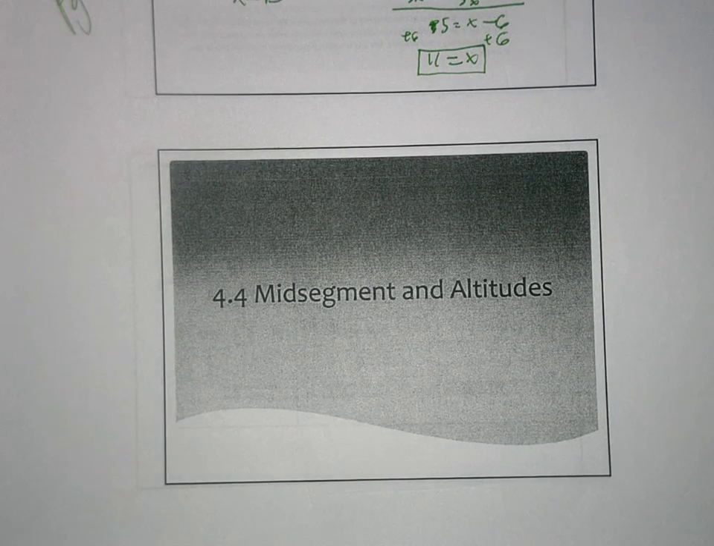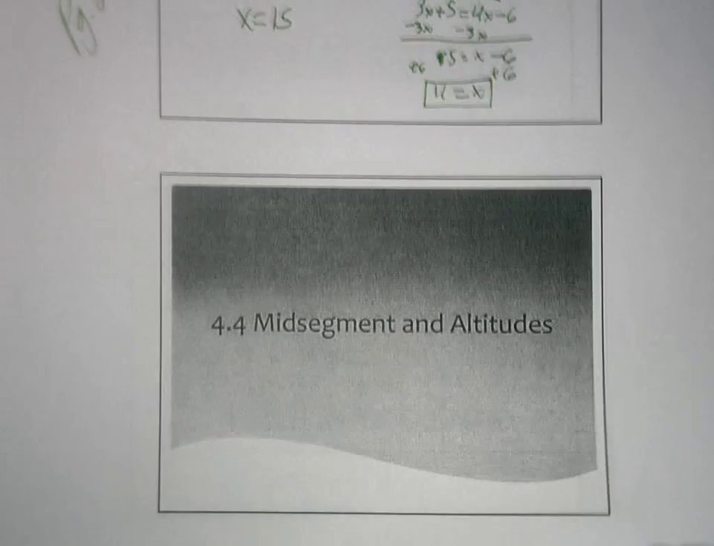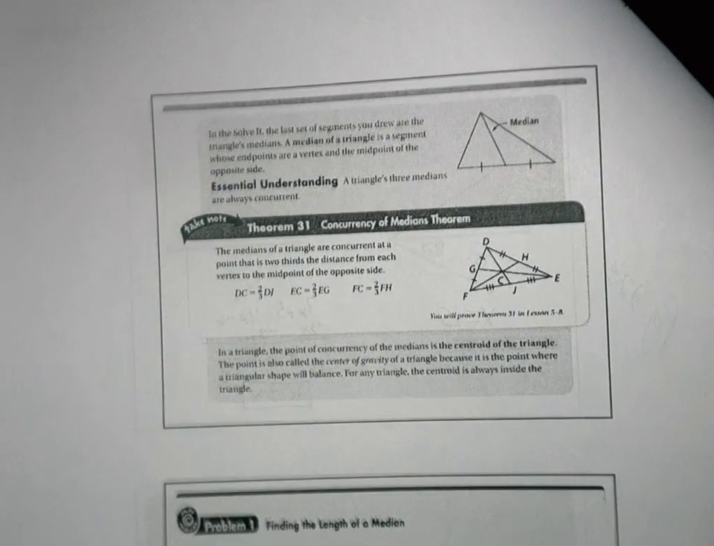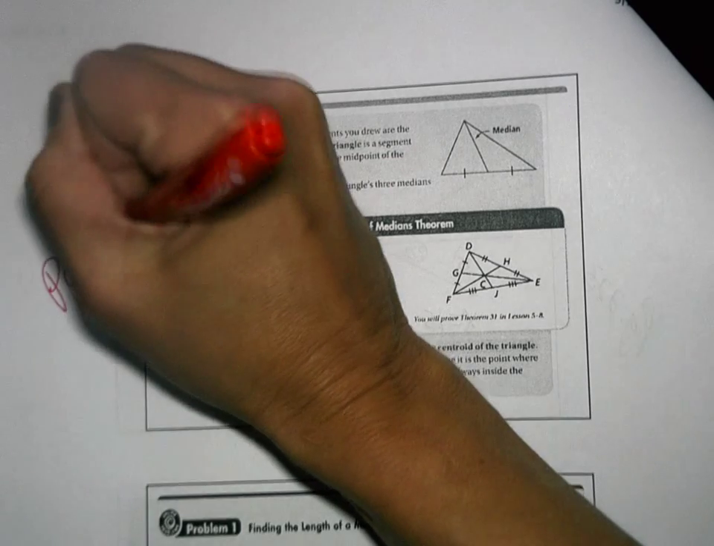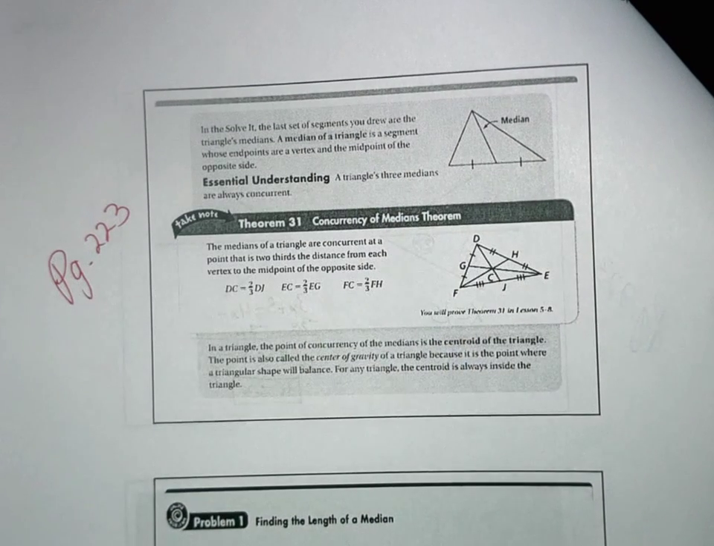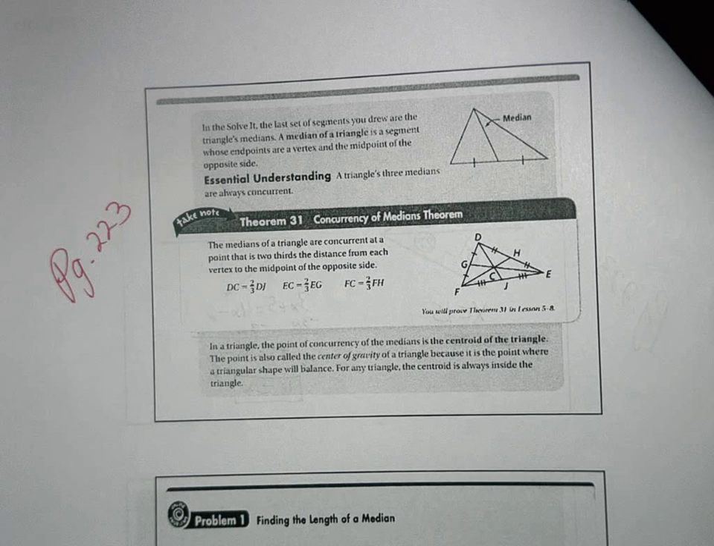Math 2, Unit 4.4. We're talking about mid-segments and altitudes today. Okay? So on page 223, we are going to be talking about medians to start with. Okay, so if you read through there, the medians of a triangle are concurrent at a point that is 2/3 the distance from each vertex to the midpoint on the opposite side.